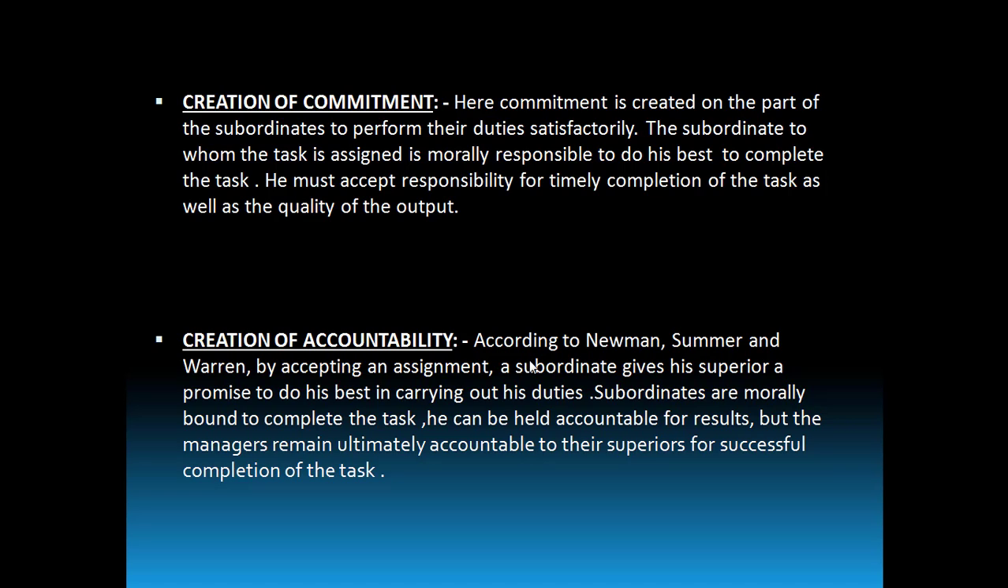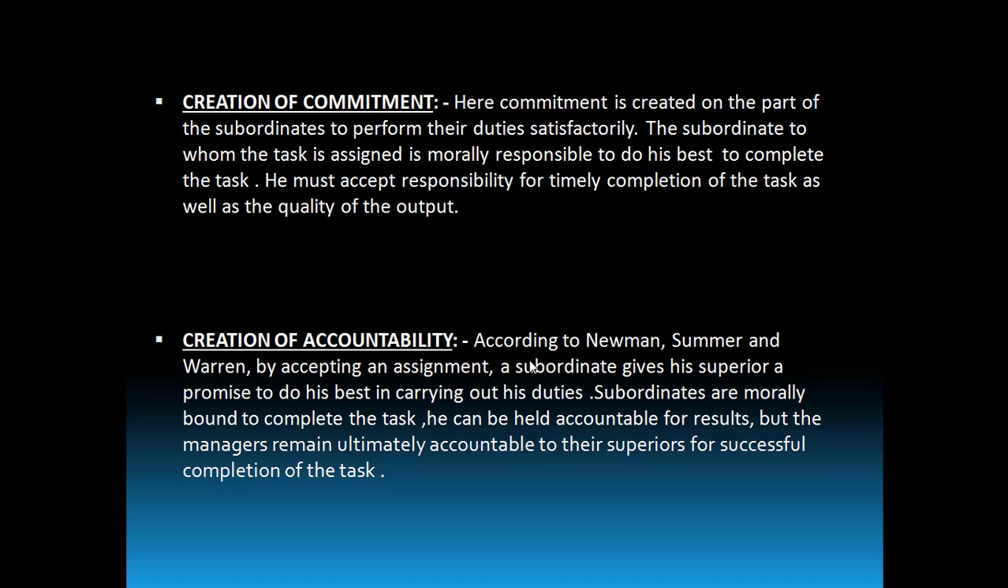The subordinate to whom the task is assigned is morally responsible to do his best to complete the task, and he must accept the responsibility for timely completion of the task as well as for the quality of the output, right? Then the last one is creation of accountability.